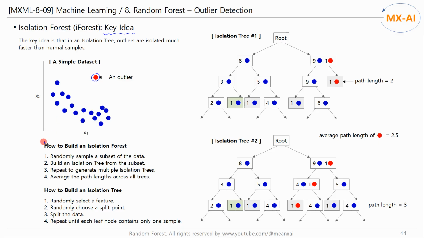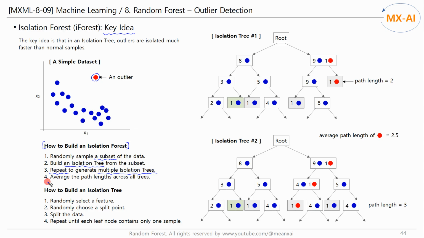The procedure for building an IsolationForest is as follows. First, we randomly sample the training data to create a small subset. Next, we build an isolation tree using that subset. We then repeat this process to generate multiple isolation trees.